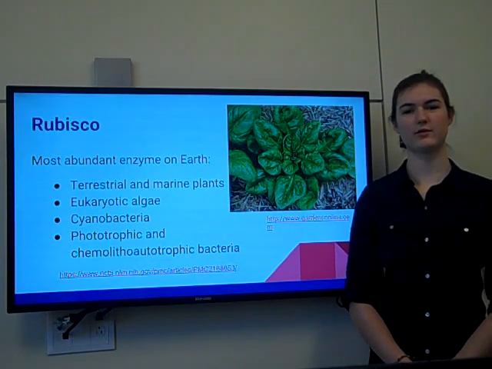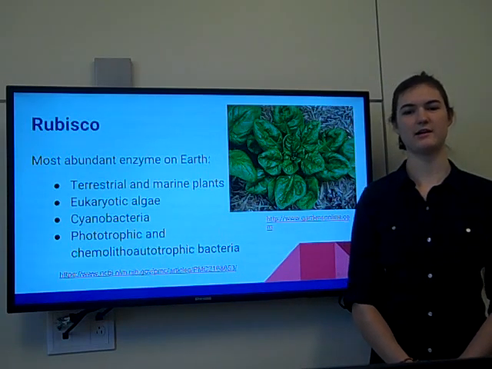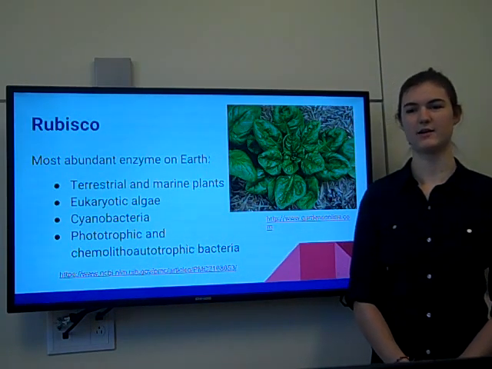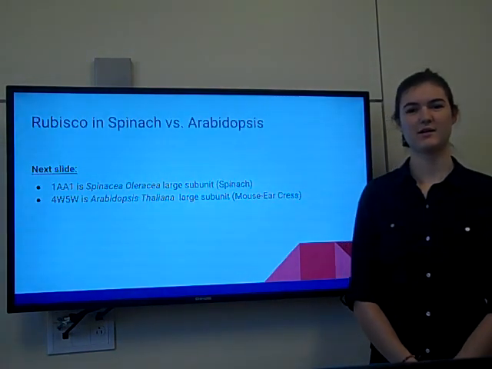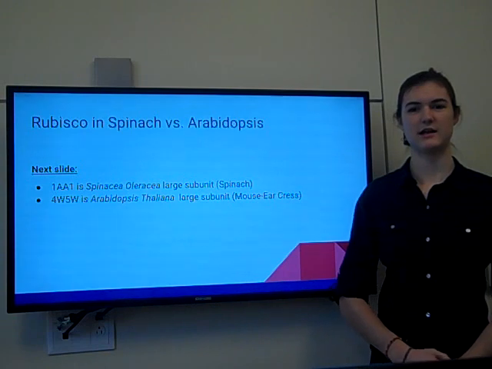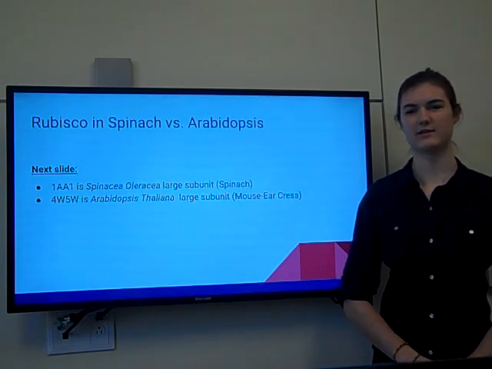Rubisco is the most important enzyme on Earth. It's present in all terrestrial and marine plants, eukaryotic algae, cyanobacteria, and other types of autotrophic bacteria. Here's an example: spinach. Rubisco in spinach and other plants is almost identical, but their sequences have some differences.